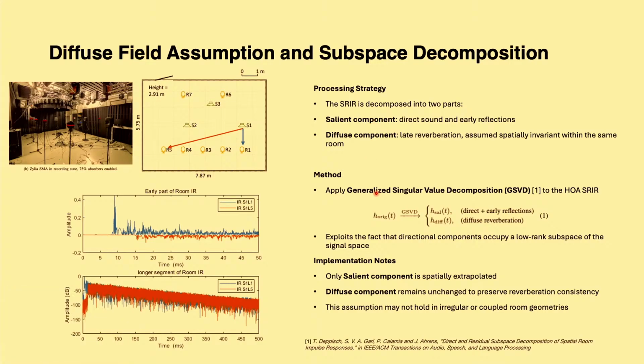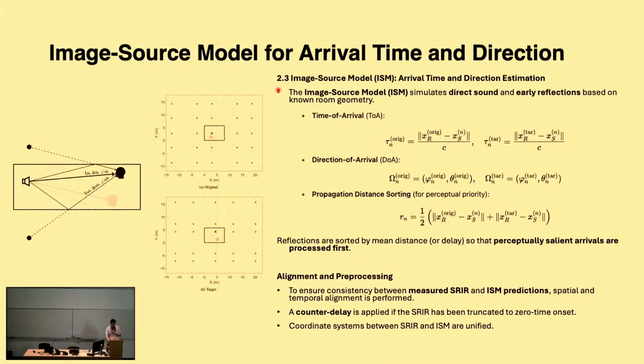We use a method called GSVD. In this way, we can separate the impulse response into two parts. The sparse component part, which is the direct sound and the early reflections, and the other is the diffusion component. Then we can use the image source model for the arrival time and the direction.